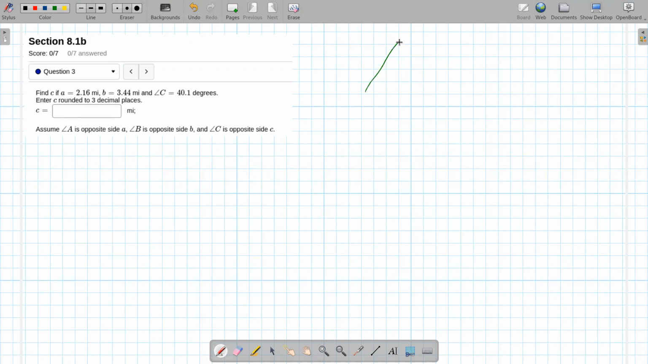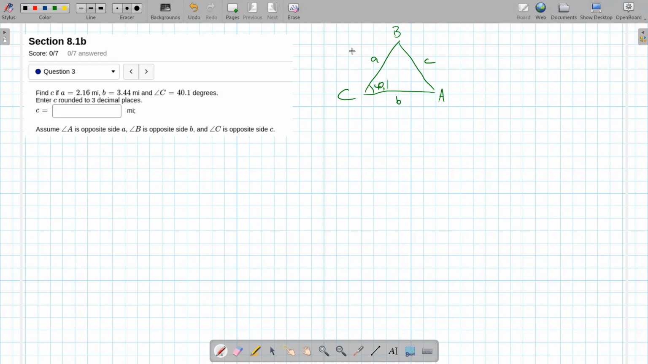So I'm just going to draw any old triangle here. I'm going to call this angle C here. So that's my 40.1. And then side C has to be over there. And then the order of the others doesn't matter. So let's say if that's C, maybe I'll put B up here. So this would be side B. And then this would be A over here. And so this would be side A.